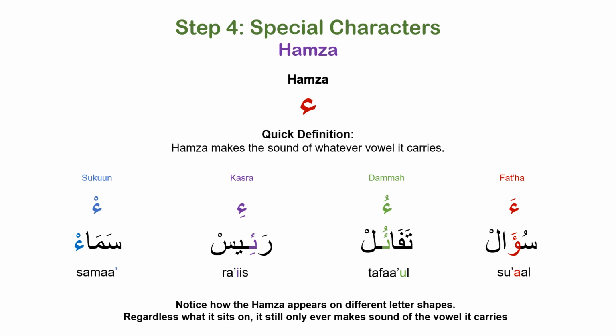So, just lastly, I want to say again, notice how the hamza is appearing on different letter shapes, but remember, regardless what it sits on, it only ever makes the sound of the vowel it carries. That is a, u, i, or if it's a sukun, okay.